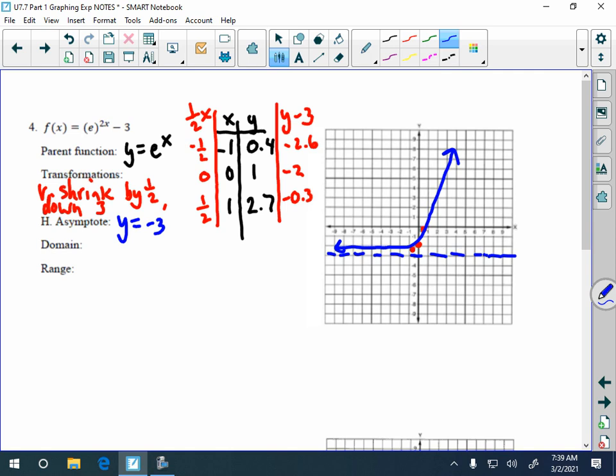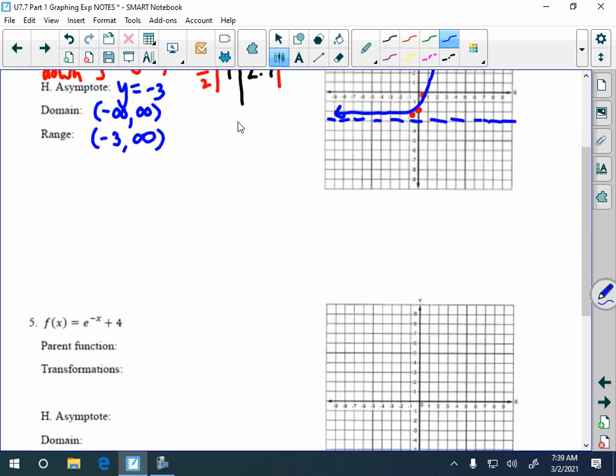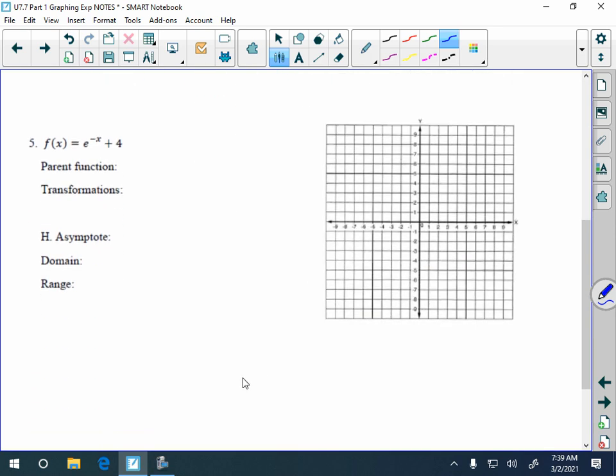Our domain, negative infinity to positive infinity. Our range, it's like negative 3, positive infinity. And let's do one more graph.